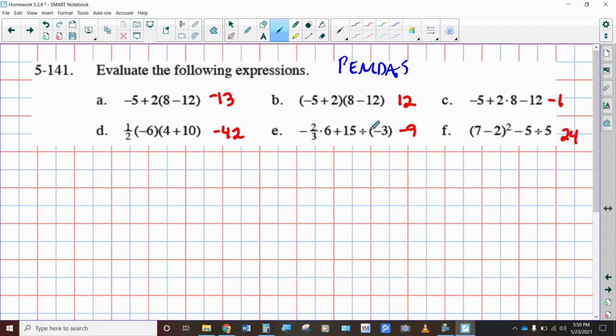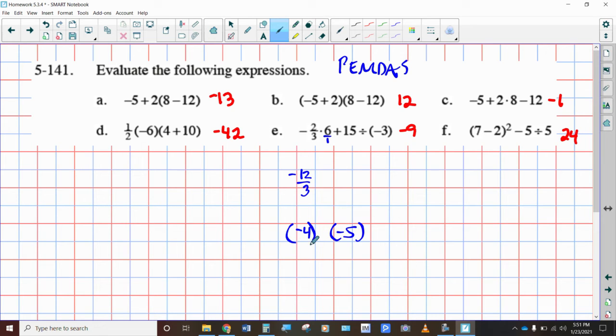Start with E, where there's no parentheses other than this one, but there's nothing inside to simplify, so we can move on to exponents, but there's no exponents. We'll move to multiplication. Here's a multiplication where you go 2/3 times 6. You multiply the 2 times the 6, and technically there'd be a 1 there for the denominator. So this becomes negative 12 over 3, which is equal to negative 4. And then we have to do the division part here. 15 divided by negative 3 is negative 5.